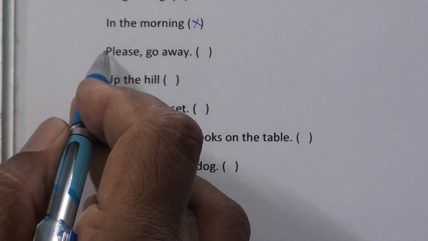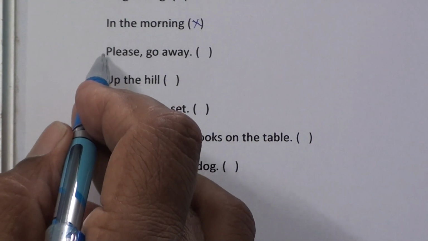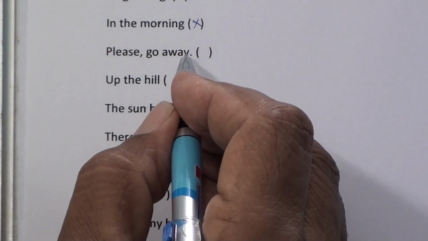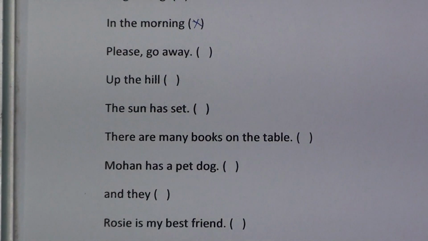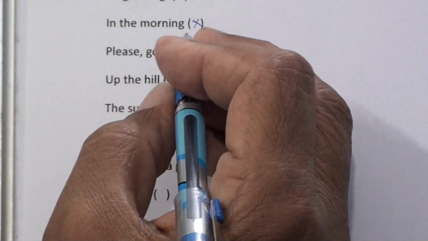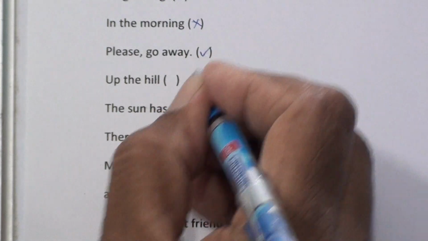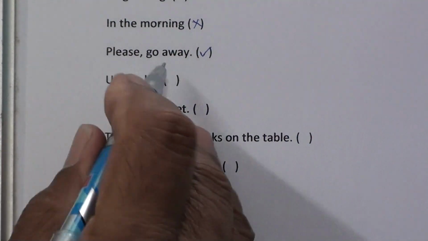And it begins with a capital letter P and it ends with a full stop. So it's a sentence. Please go away. Therefore, we will put a tick against it because it's a sentence.